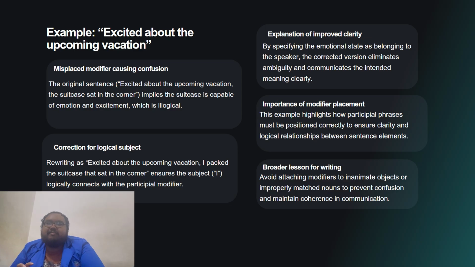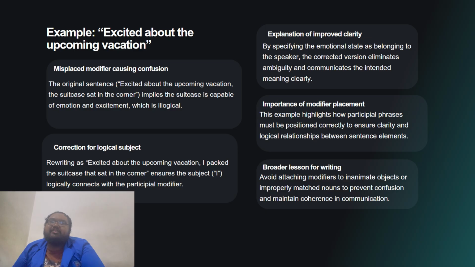Rewriting as: excited about the upcoming vacation, I packed the suitcase that sat in the corner. This ensures the subject I logically connects with the participial modifier. Explanation of improved clarity: specifying the emotional state as belonging to the speaker. The correct version eliminates ambiguity and communicates the intended meaning clearly.